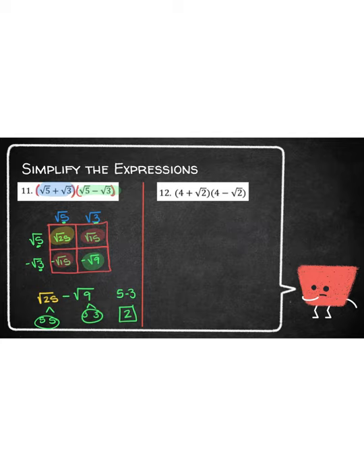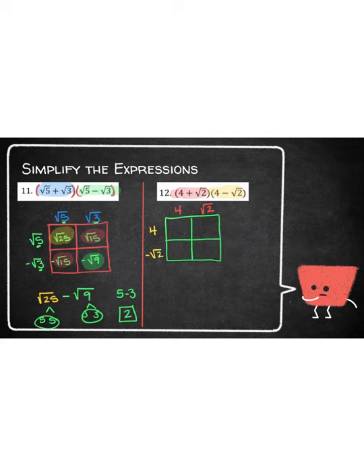Okay, we're going to do that same thing with number 12. So I'm going to go ahead and start by making my box. And I'm going to use this first one right here, and I'm going to go across the top. Again, you can go across the top or down the side, it doesn't matter. So this one is going to be a 4, and this is going to be a square root of 2. And then I'm going to use these ones right here, and I'm going to put those down the side. So I have 4, and then minus square root 2, okay?